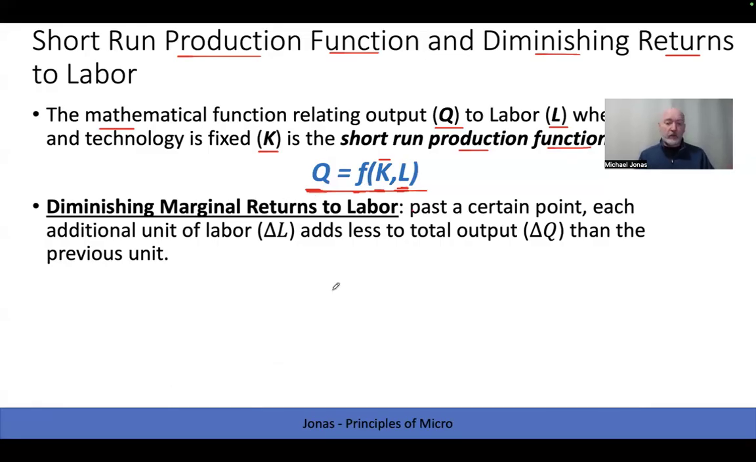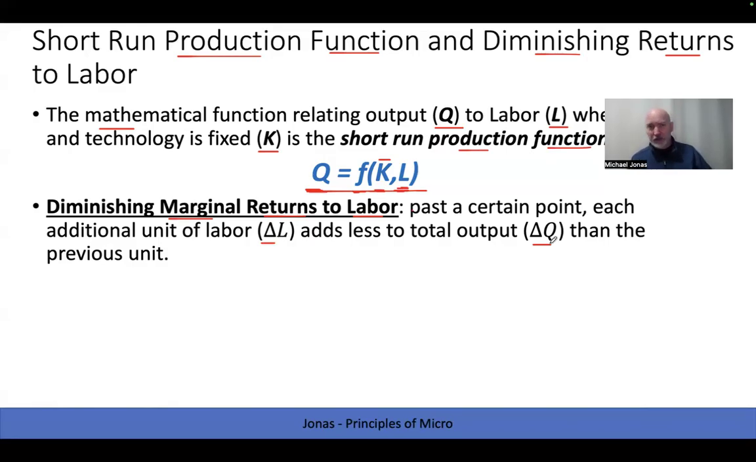And what's going to be driving the behavior of that function is, once again, diminishing returns. So specifically, diminishing marginal returns to labor. Again, the terminology here is going to sound very familiar from our utility discussion. Past a certain point, each additional unit of labor adds less to total output than the previous unit. For each delta L new worker hired, delta Q gets smaller and smaller and smaller. They get less productive, add less to the total output.